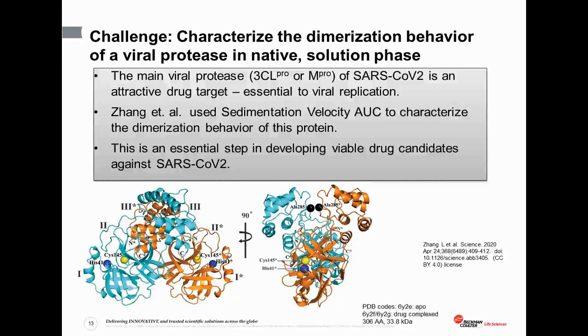So the protein by itself, a couple of crystal structures have been solved and published. And as you can see, these structures are shown out here. The protein by itself is a 33.8 kilodalton protein. It exists in the dimeric form. And a couple of views of the dimer are shown here.